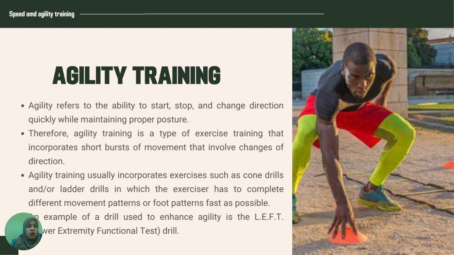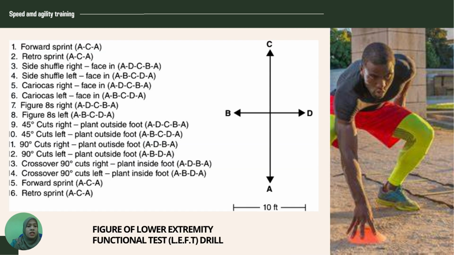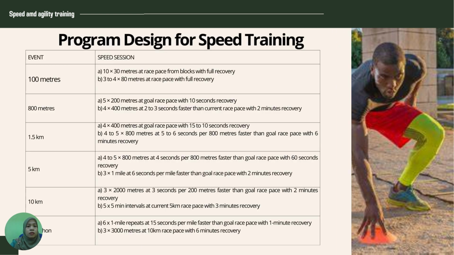Agility training usually incorporates exercises such as the cone race and or ladder drill, in which the exerciser has to complete different movement patterns or foot patterns as fast as possible. An example of a drill used to enhance agility is the lower extremity functional test drill. So this is an example, the figure of the lower extremity functional test, that is known as the L drill.